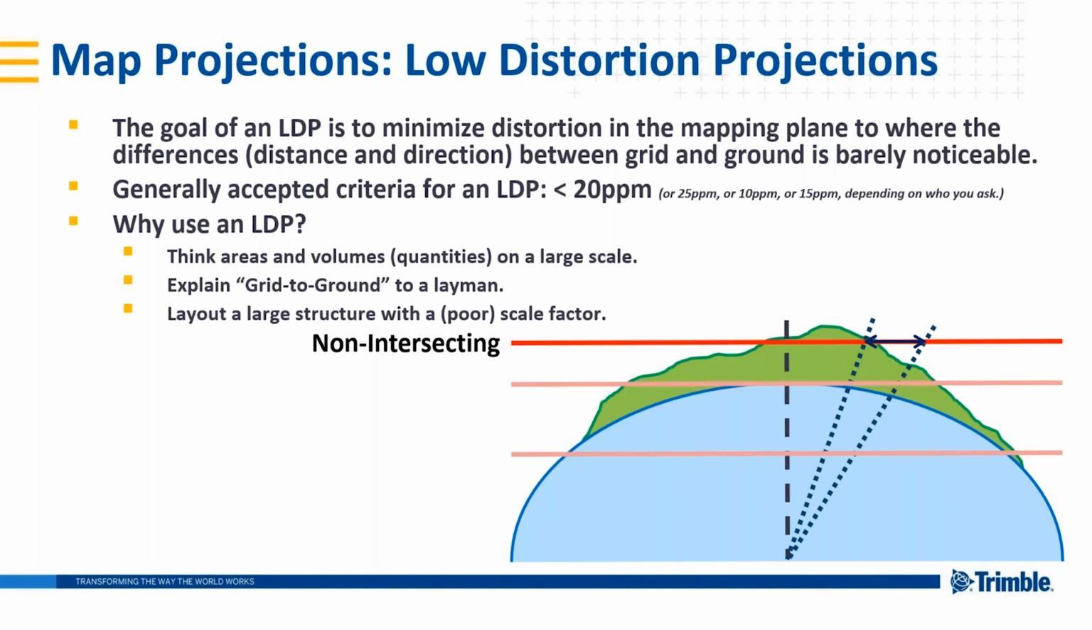for problems. So what we have here with a low distortion projection, we're kind of getting rid of that secant tangent projection on the ellipsoid. What we're going to do is optimize the parameters. This is the non-intersecting mapping plane now, but we're getting very minimal error between grid and ground at this level, because we are essentially moving the mapping plane up by optimizing the parameters, be it the false northing and easting, the central meridian, the scale factor, et cetera, to the location where we're working. And I'll just jump onto my next slide here.